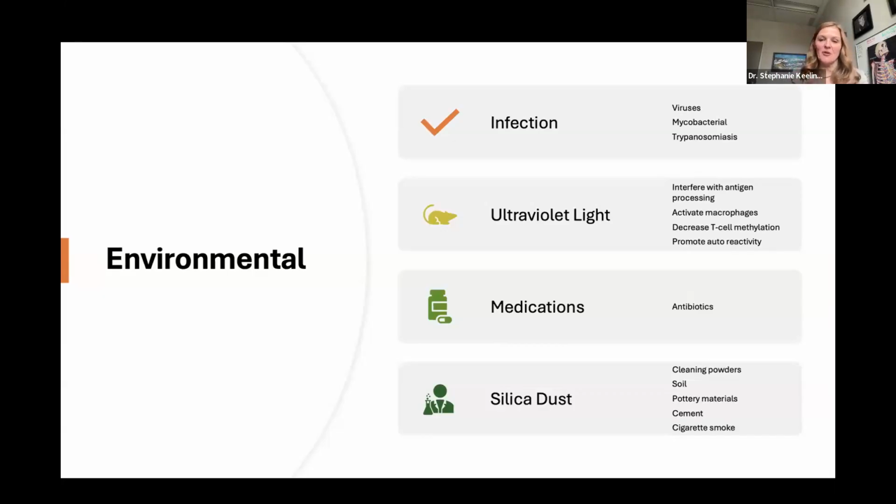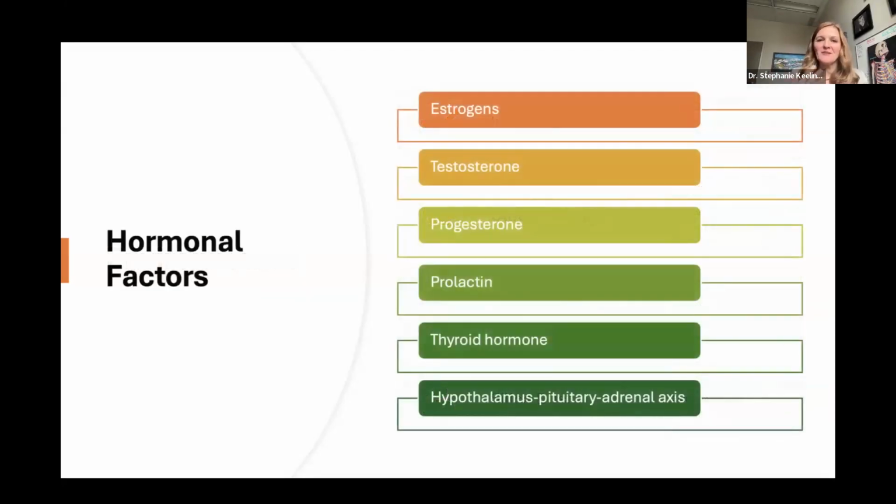So silica dust is sort of endemic in our environment. It's in lots of stuff like cleaning powders, soil, cement, and cigarette smoke. And so I don't forget, I will say that smoking is problematic in lupus because it actually impairs the efficacy of our anti-malarial drugs. So it's always another attempt to promote smoking cessation by telling our patients that your Plaquenil or hydroxychloroquine is not going to work as well when you're smoking. Doesn't always work, but I think it's another additional benefit of smoking cessation.